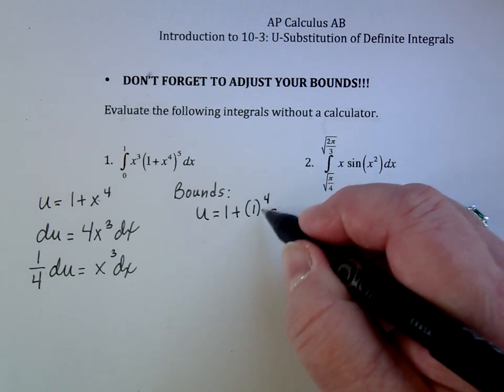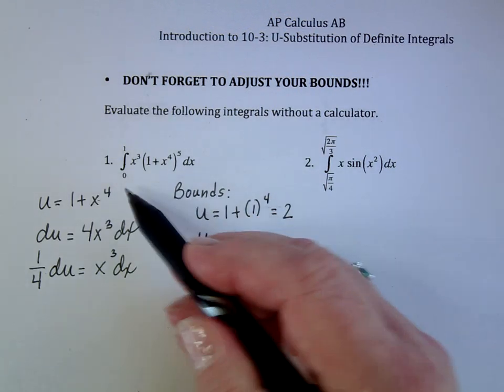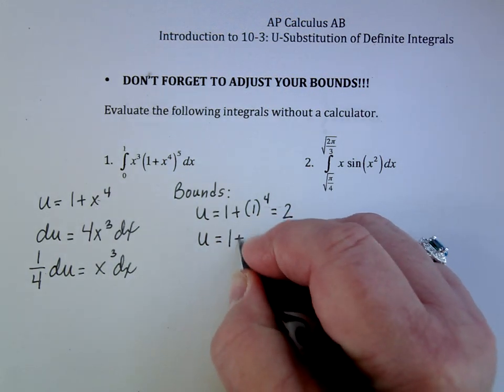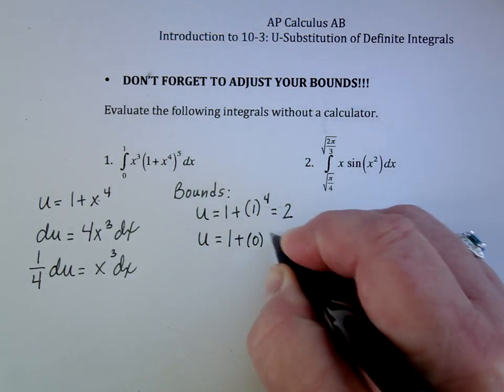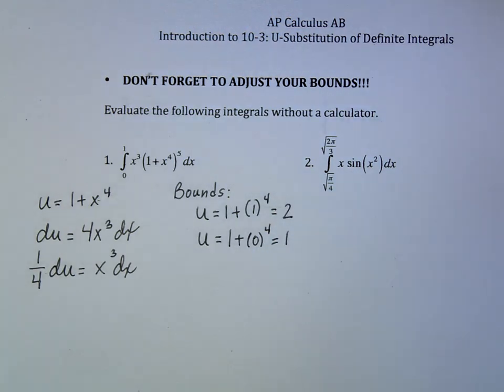Well, 1 plus 1 to the 4th is 2. And I'm going to do the same thing for my lower bound. My lower bound is a 0, so 0 gets plugged in here for the x, and it looks like this. 1 plus 0 to the 4th. Well, 0 to the 4th is 0. If I add 1 to it, now I've got 1. And so my new bounds are going between 1 and 2.